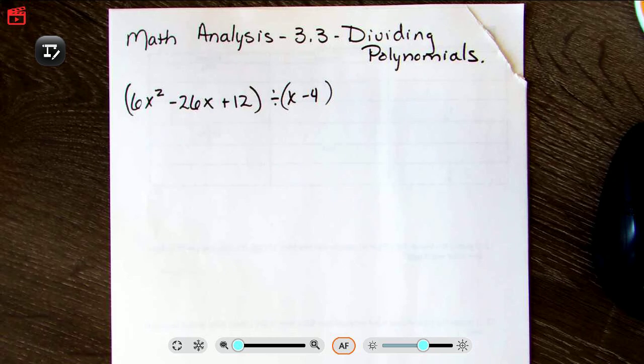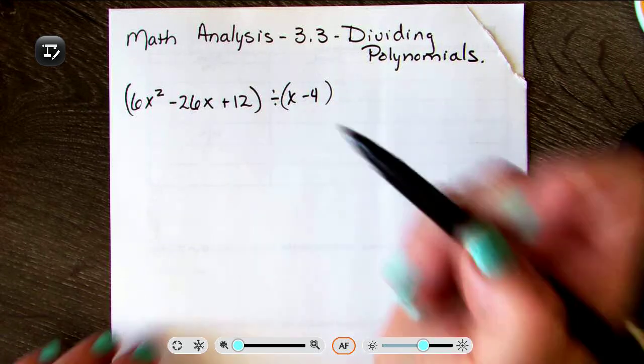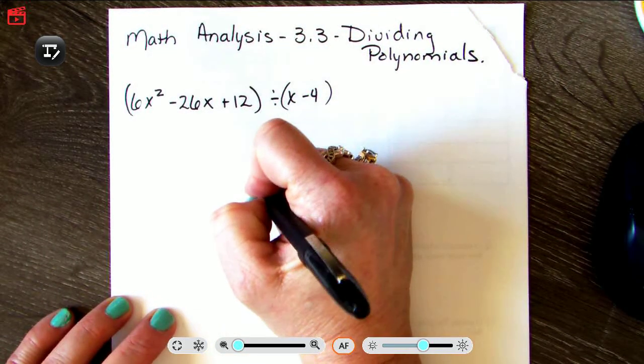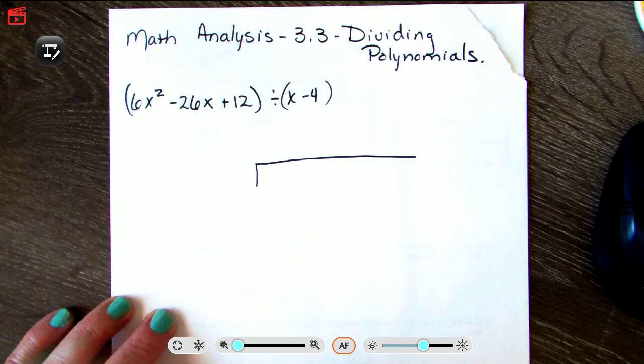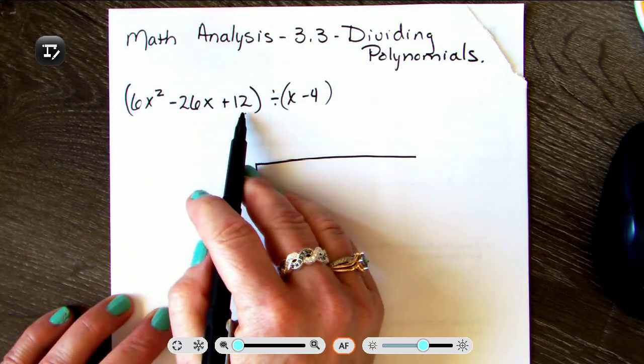So the first example that I'm going to do, I will do two different ways. And I'm going to do this one longhand. And then I'm also going to do a shortcut method called synthetic division, and I'll show you how that works as well. So first of all, longhand, that means we're going to be doing some long division, just like if we were doing digits. So we're going to be taking this thing divided by this.